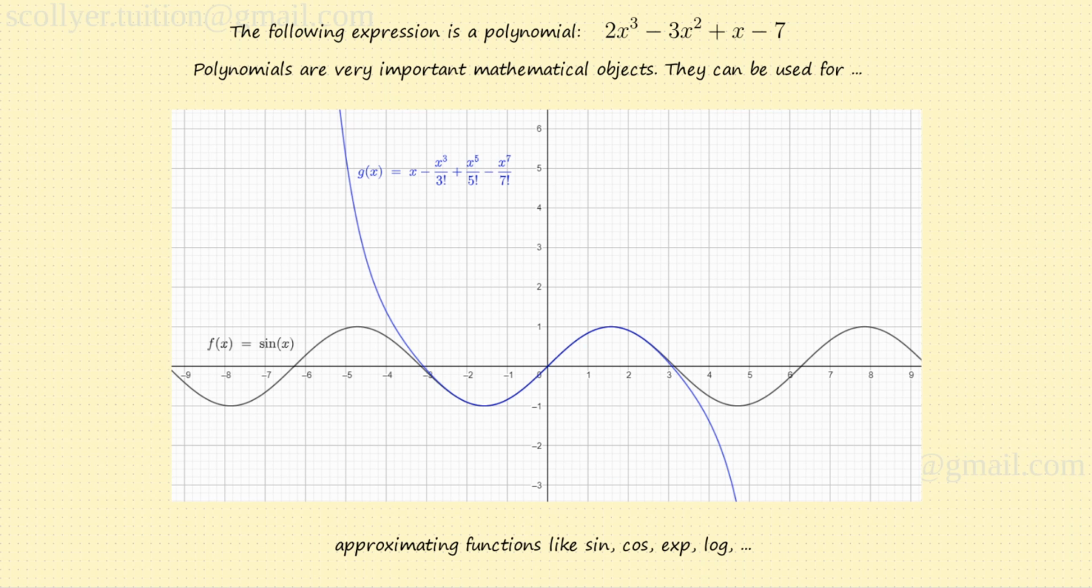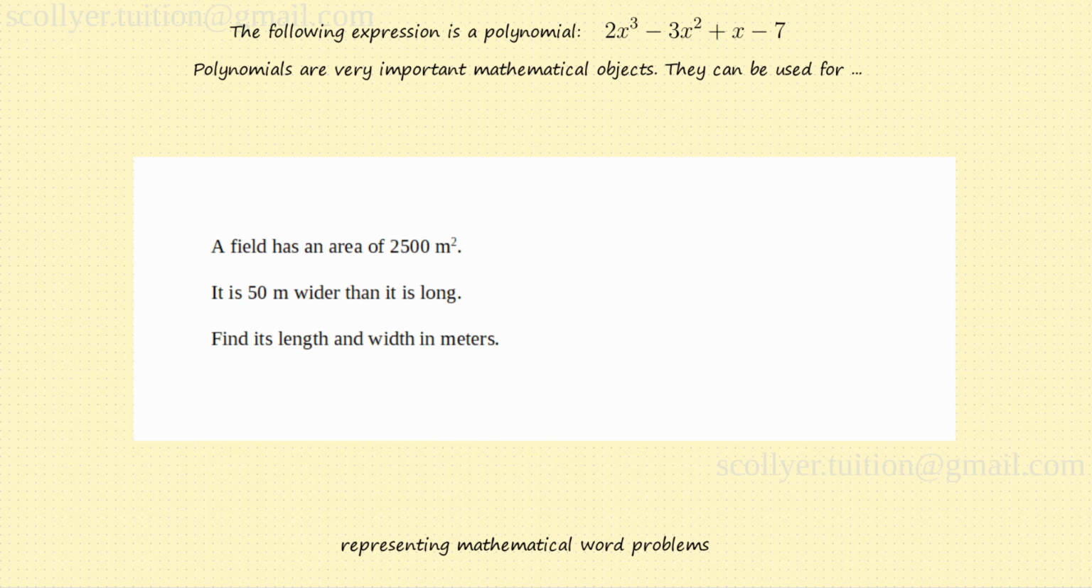Polynomials can be used to generate curves that approximate functions like sine, cos, exponent, log, and so on. These are called Taylor polynomials. Here, the polynomial called g of x is a good approximation to the sine function near the origin. Polynomials can be used to represent mathematical word problems algebraically. Here, the area problem on the left can be represented by the quadratic polynomial equation on the right.